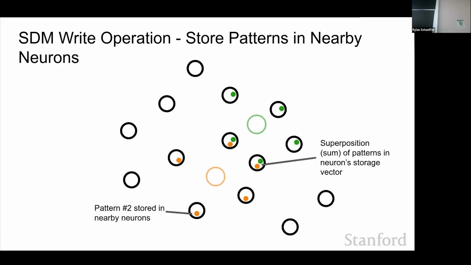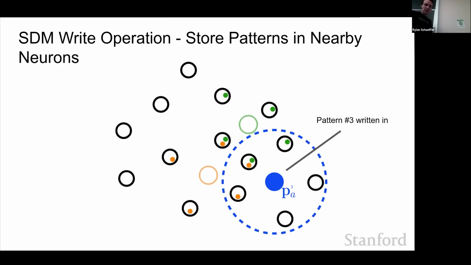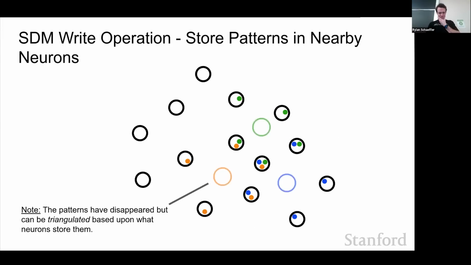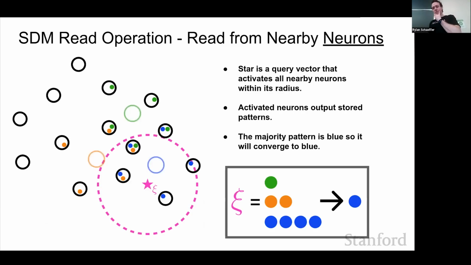And note here that neurons can store multiple patterns inside of them. And formally, this is actually a superposition or just a summation of these high-dimensional vectors. Because they're high-dimensional, you don't have that much crosstalk, so you can get away with it. But for now, you can even just think of it as a neuron can store multiple patterns. Finally, we have a third pattern. This blue one, we're writing in another location. And again, we're keeping track of the original pattern locations, and they can be triangulated from the nearby neurons that are storing them. And so we've written in 3 patterns.